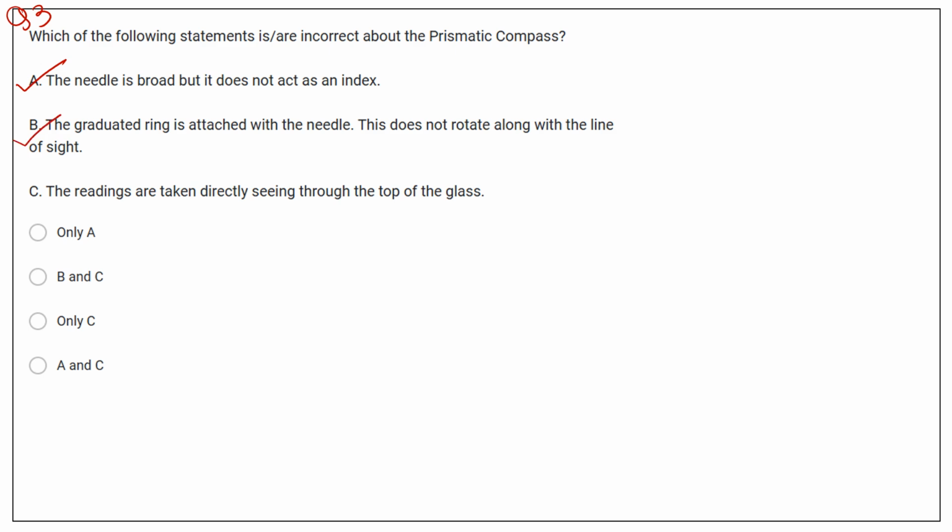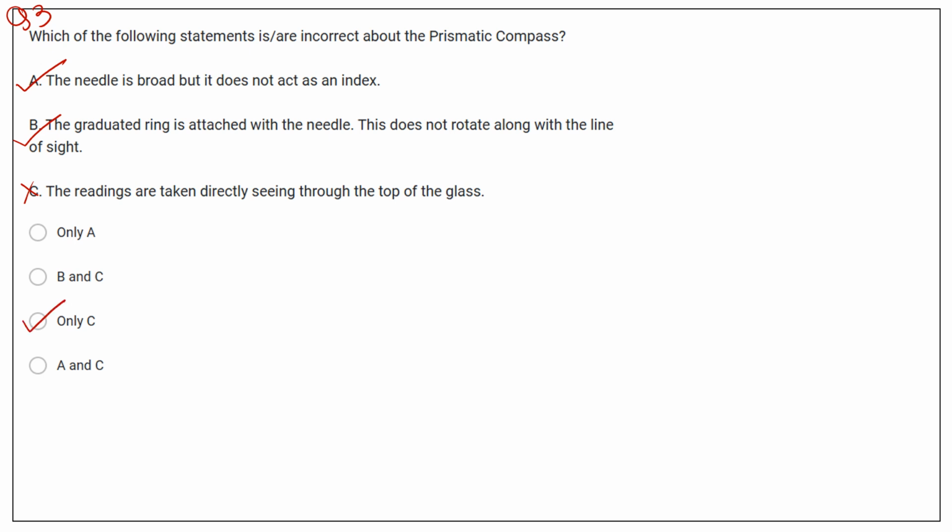This is also correct. Then the third one is the readings are taken directly seeing through the top of the glass. So this is not correct. Reading is not directly taken through the top of the glass. So here option number 3 is correct, only C.